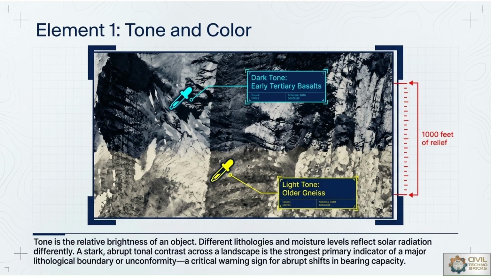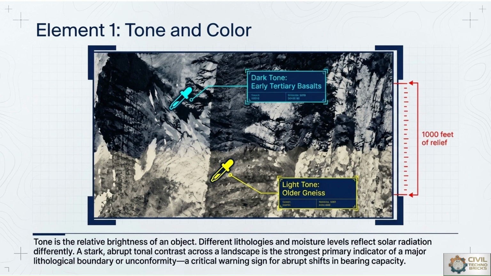The first one, tone and color. Tone refers to the relative brightness or darkness of an object in an image. Different materials reflect electromagnetic energy differently, creating variations in tone and color. Water bodies usually appear dark because they absorb most incoming radiation. Vegetation reflects strongly in the infrared region and therefore appears bright in false color composite imagery, just like shown in the picture.